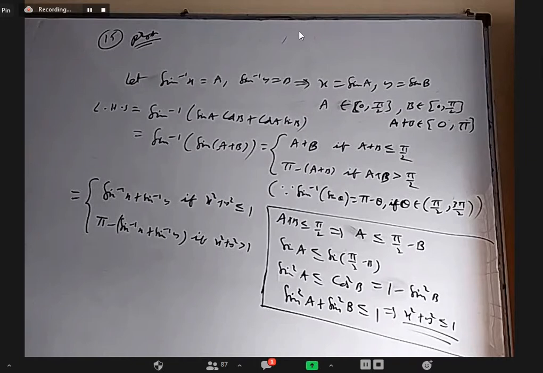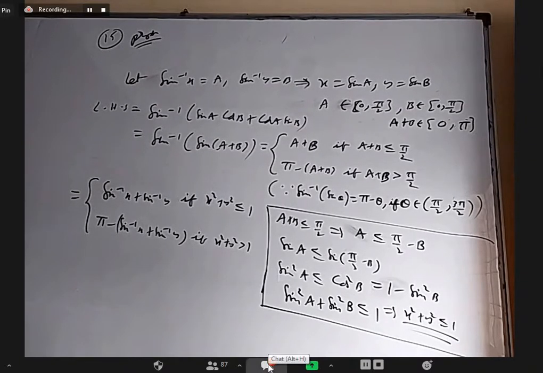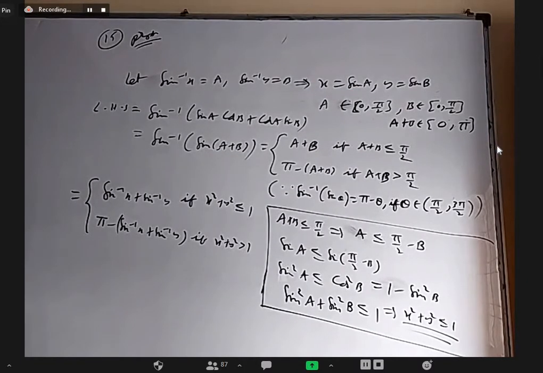Cos inverse x is a strictly decreasing function. We'll draw the graphs of sin inverse x, cos inverse x, and everything. It will be clear there, but not now. After this, we'll do questions. After doing enough questions, we'll come back to graphs, and some few more formulas are left. I'll cover that.